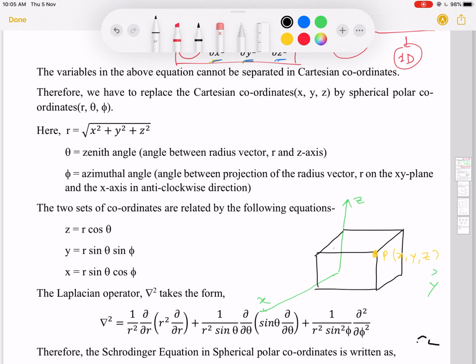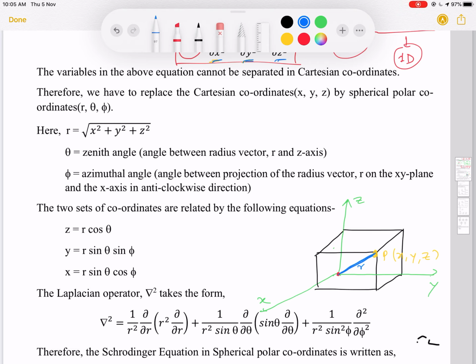Let me do it with different colors, say this one. Okay, so this line is nothing but your radius. Sorry, this is not x, this is r. So this is called your radius.